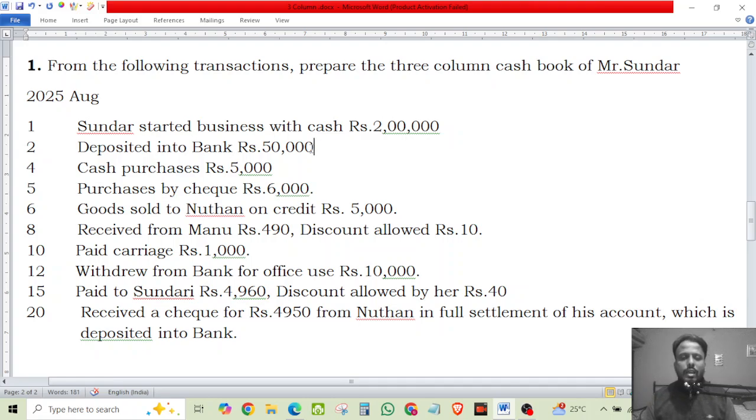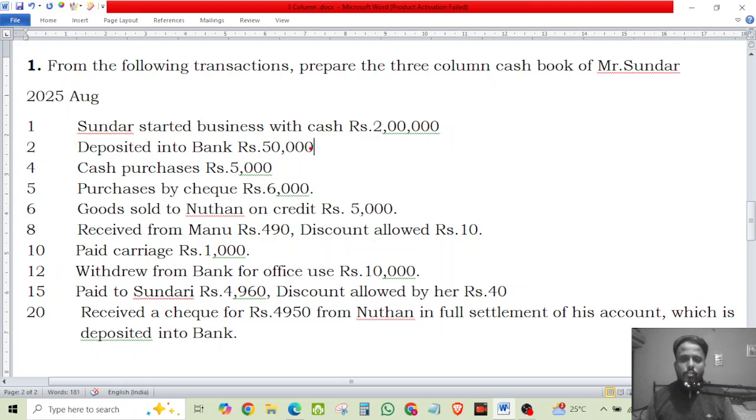Why? Because when they want to deposit cash from business, you need to carry your cash to bank. Then one way the cash is going out. The other way, when you deposit it into bank, your passbook shows a positive balance. So therefore you are receiving the money. So therefore deposited into bank always represents a contra entry.